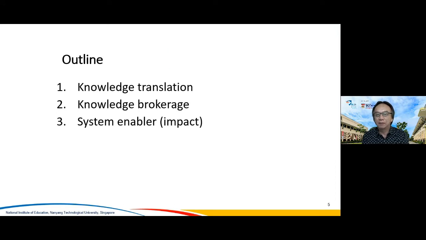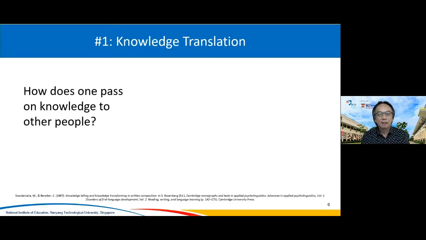So here's the outline of my presentation, taken directly from Mark's research framework. Three things that I want to focus on: my role as a knowledge translator, my role as a knowledge broker, and also my role as somebody who may be able to influence practice. Okay, the first one is knowledge translation.